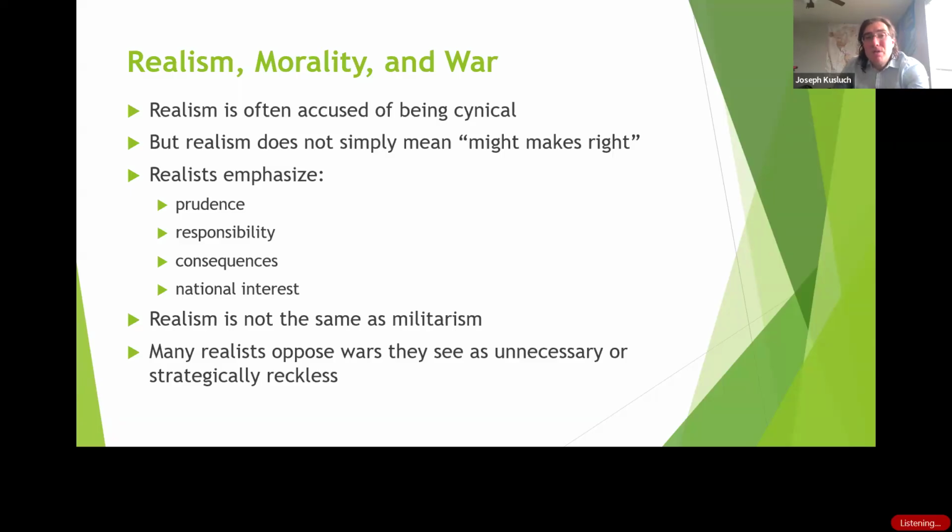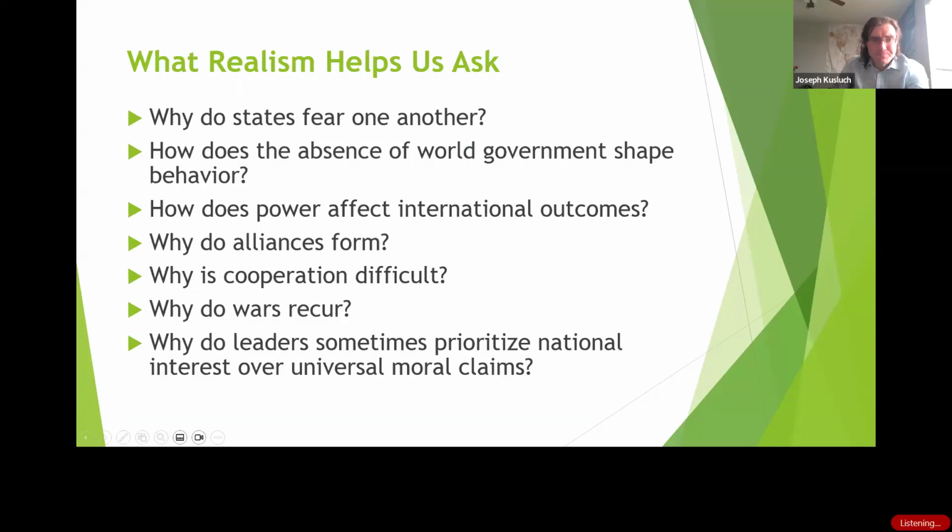So this is an important teaching point that we should think about. Realism is not the same thing as militarism. Realists care about military power, but they are often skeptical of using force for expansive ideological projects. They tend to ask, what is the national interest? What is the balance of power? What are the risks? What are the costs? And what happens the day after military activity?